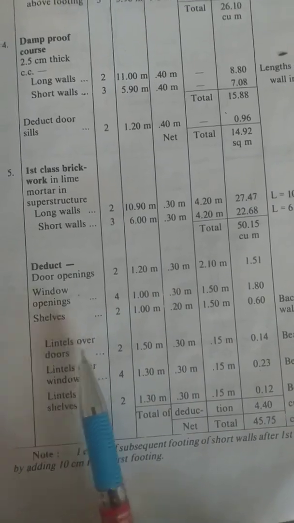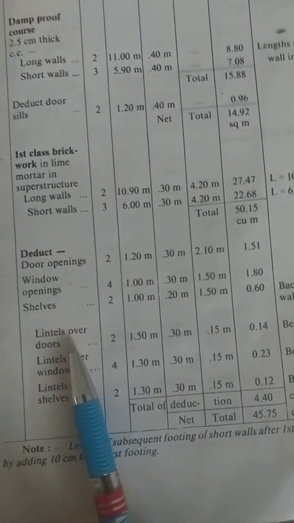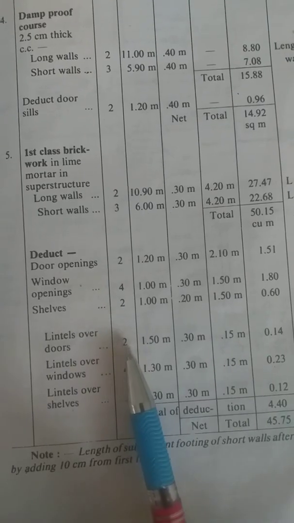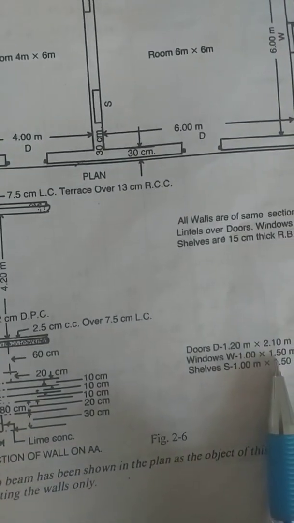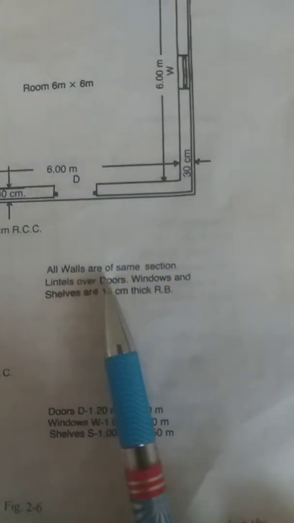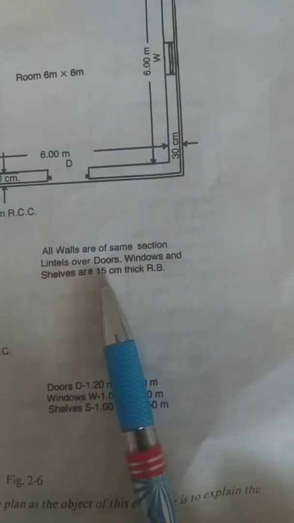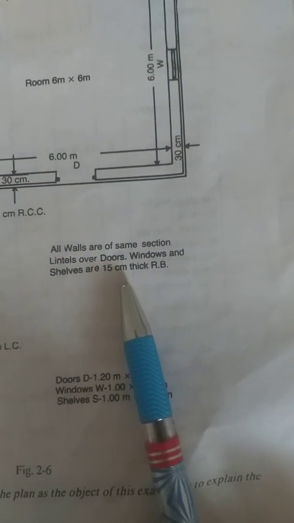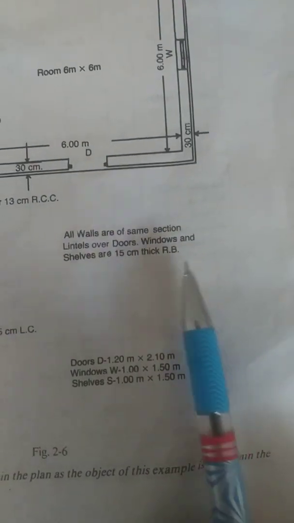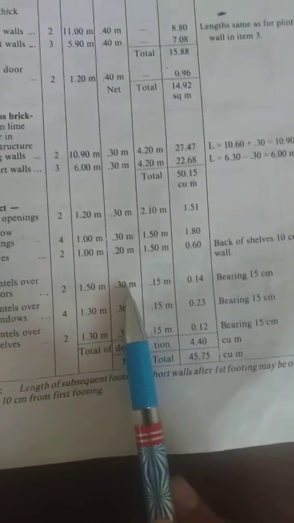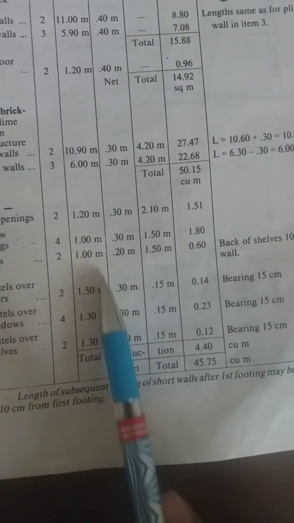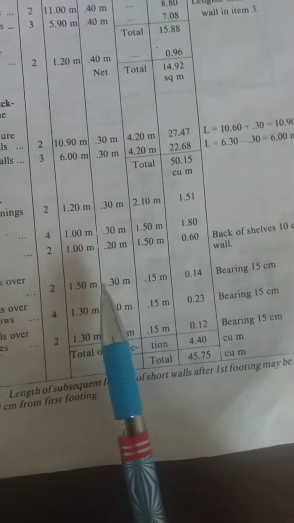Lintels over the doors. You know the lintels are placed over the doors. So how many doors? Two doors, so two lintels, and the size of the lintels is mentioned. All walls are of the same section. Lintels over doors, windows and shelves are 15 centimeter thick. So the lintel is also 15 centimeter thick. This is the door size, two doors of 1.50 and 0.30 meter.